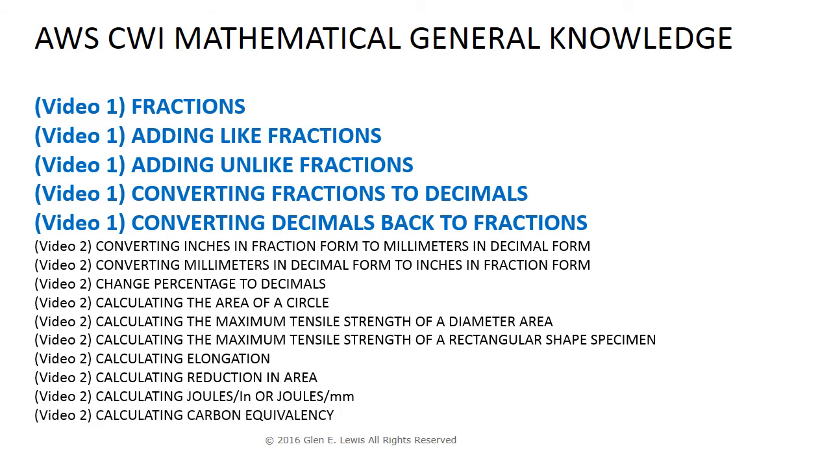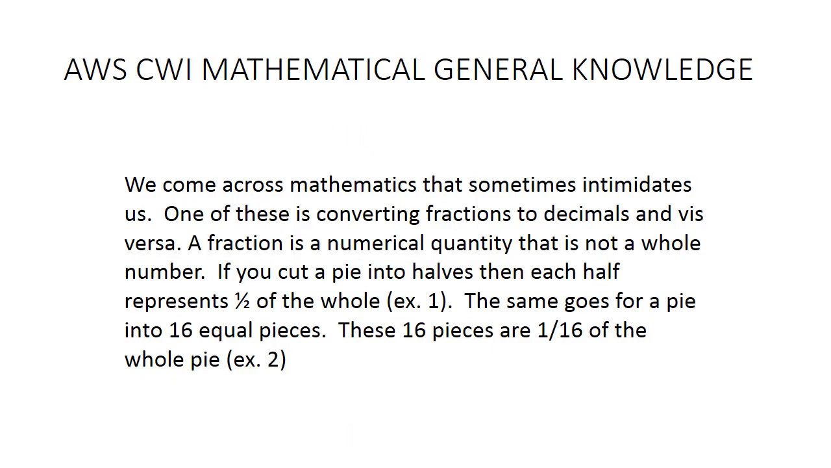We often come across mathematics that sometimes intimidate us. One of these conversions is fractions to decimals and vice versa. A fraction is a numerical quantity that is not a whole number. If you cut a pie in half, then each half represents one half of the whole, which will be in example number 1. The same goes for a pie cut into 16 equal pieces. These 16 pieces are 1/16 of the whole pie, which would be in example 2.